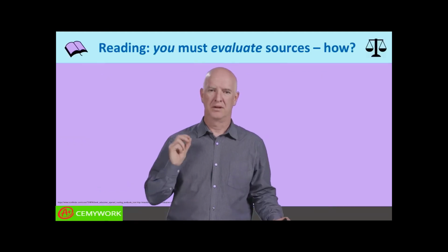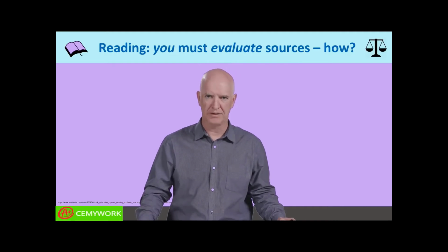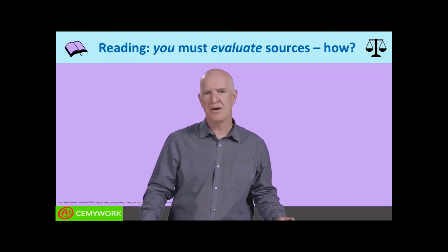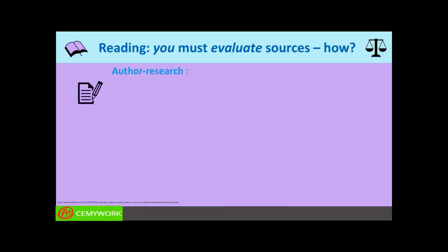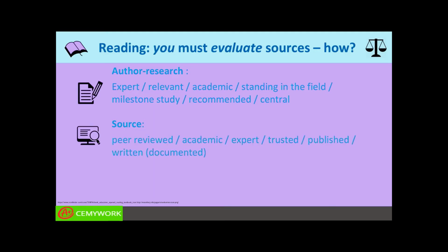So, the literature review starts with the reading. And the person who needs to evaluate the sources is you. How do you do this? One way is to consider the authorship. Who authored the research? Are we talking about someone who's expert? Is it relevant? Is it academic? Does this person have standing in the field? The other way you can judge the type of sources you're looking at is where they come from. And what we're looking for are sources which are peer-reviewed, academic, expert, trusted, published and written.